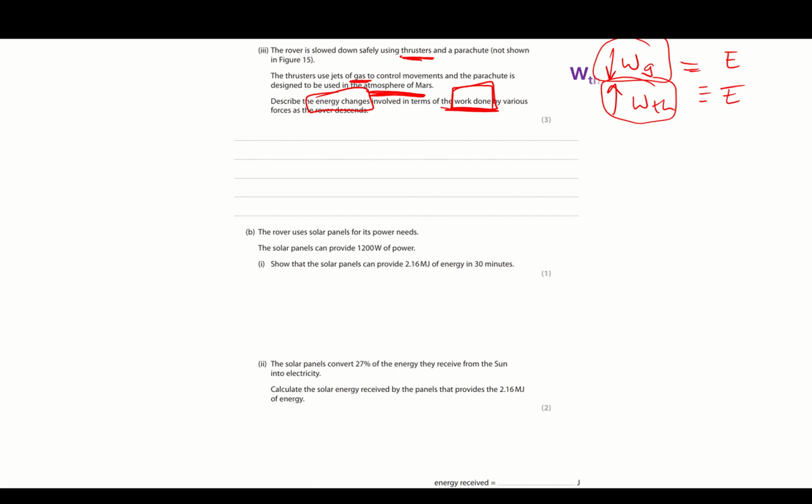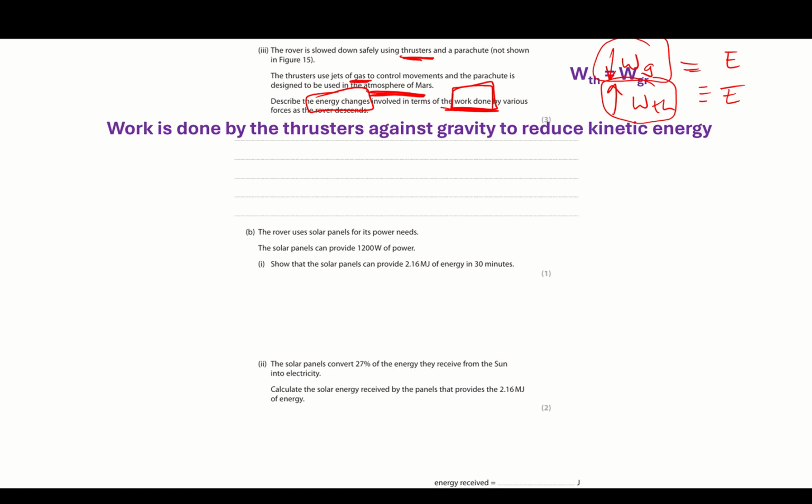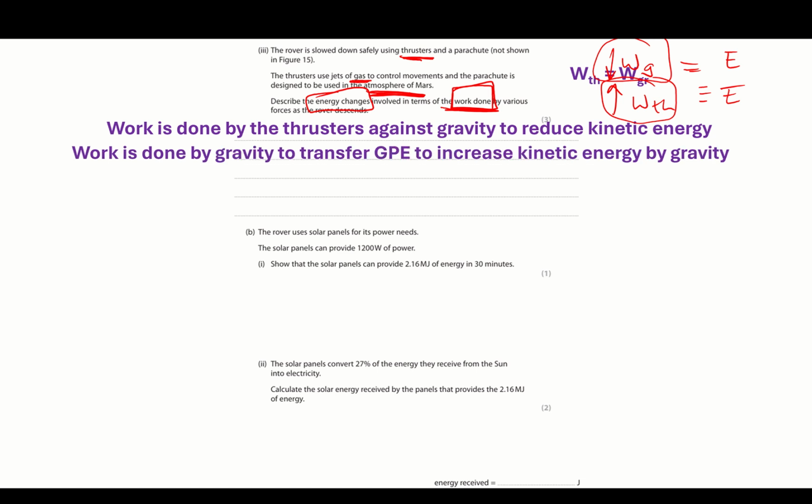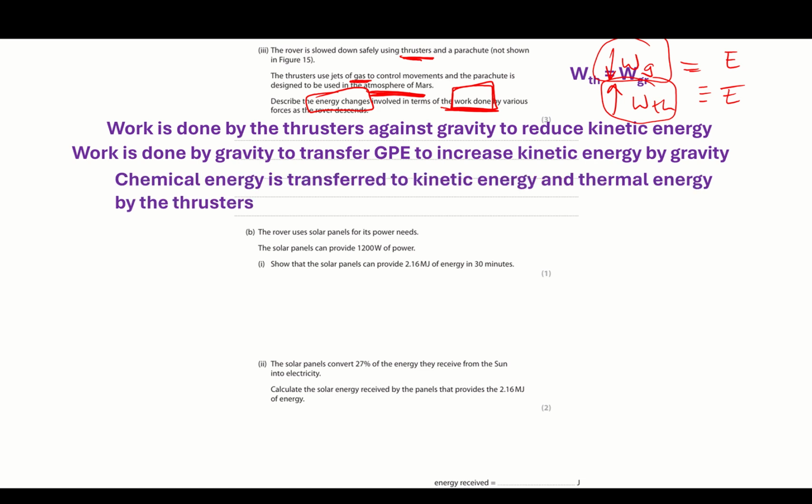So now for our model answer. Work is done by the thrusters against gravity to reduce the kinetic energy. Work is done by gravity to transfer GPE to increase kinetic energy. And the chemical energy is transferred to kinetic energy and thermal energy by the thrusters. So, tricky question that. From a tricky question to a nice easy one.